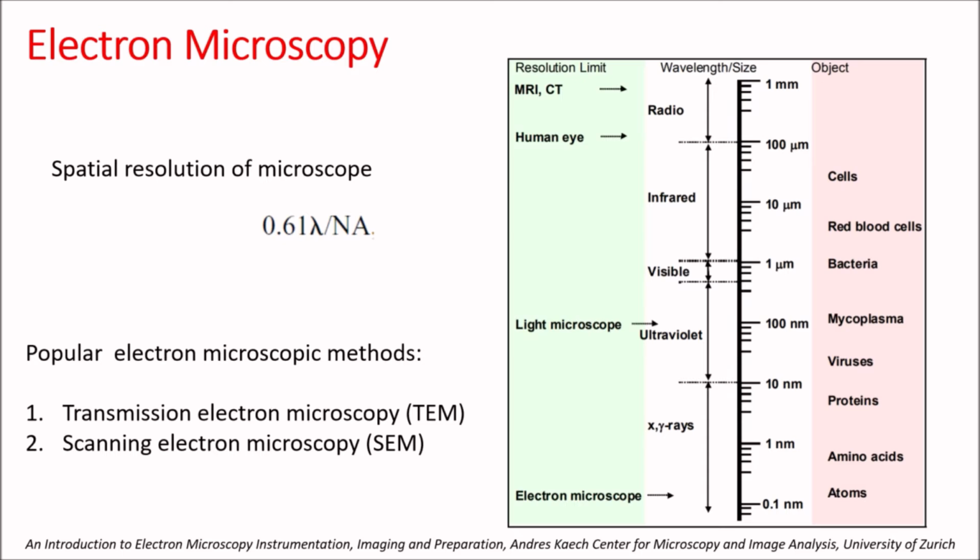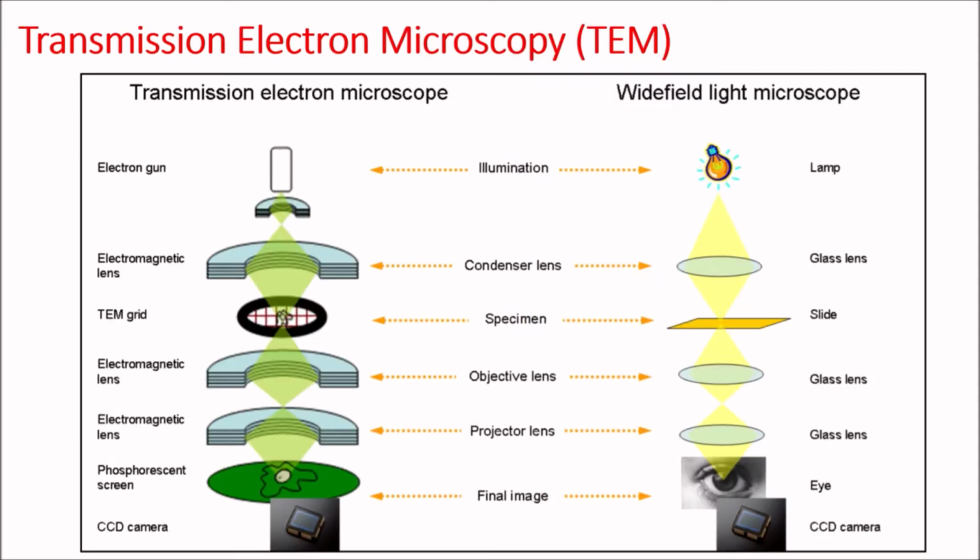There are two popular electron microscopic methods called transmission electron microscopy, or TEM, and scanning electron microscopy, or SEM. TEM is the electron microscopic analog of the transmission optical microscope, in which a focused beam of electrons is used instead of light to see through the specimen. SEM involves scanning of a focused electron beam across the sample, and we are going to discuss these two methods in detail. First, let's discuss transmission electron microscopy, which is popularly abbreviated as TEM.